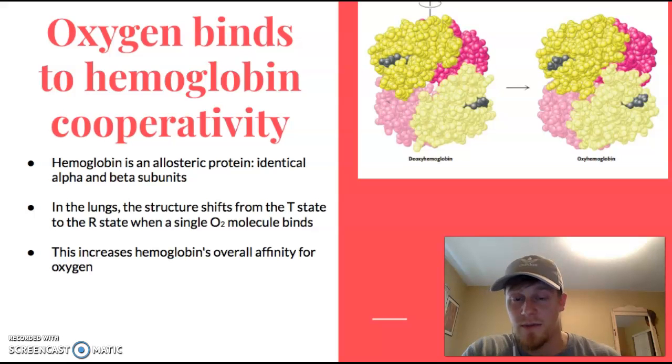After that first oxygen molecule binds, the hemoglobin is going to shift a little bit, and this will increase the overall affinity for oxygen. So it's going to allow oxygen to bind to the other heme groups in the hemoglobin.